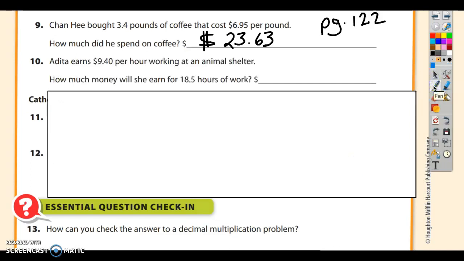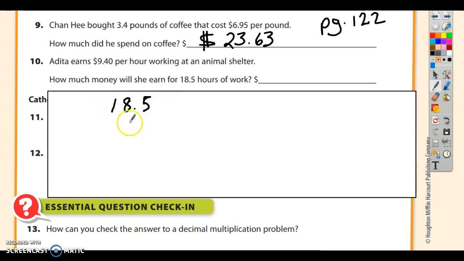Number 10 is another money problem. Adita earns $9.40 per hour working at an animal shelter. How much money will she earn for 18 5/10 hours of work? I want to show you a little trick. We've learned this before. What I'm going to do is put 18.5 on top.